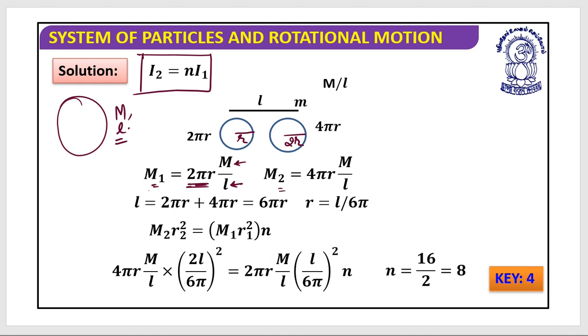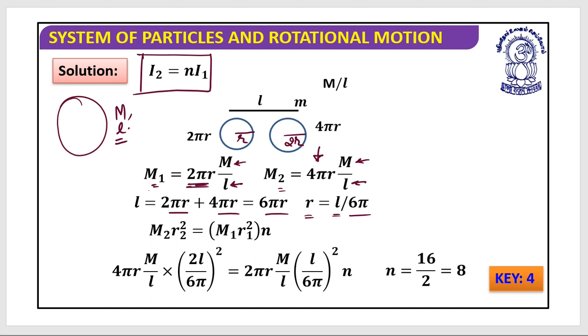The second mass would be, written as its total mass m, total length l, divided by the length you have used, it's 4 pi r. So the total length of the wire could be written as 2 pi r plus 4 pi r, that is equal to 6 pi r, because only then can these two loops be made. And from this I can write the radius as l by 6 pi.